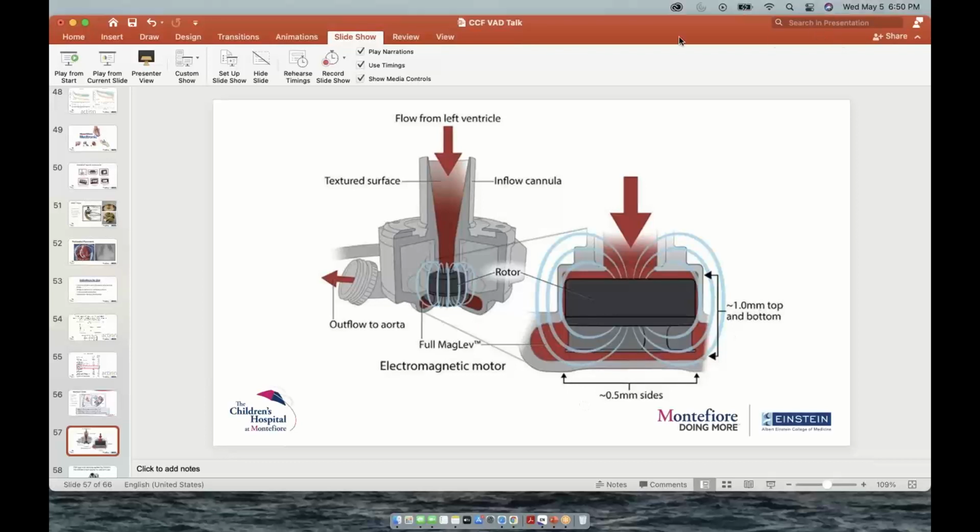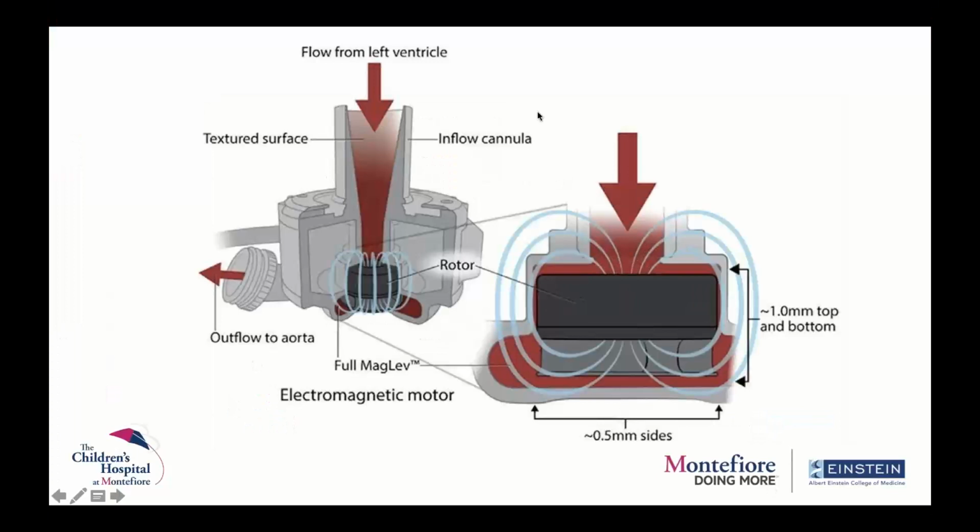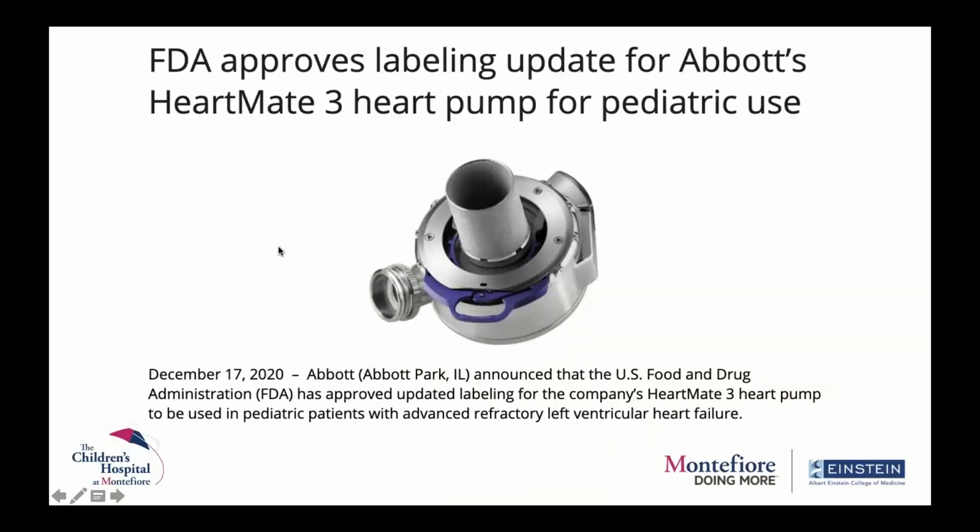So I hope that helped you understand how this pump works. So again, you have this inflow cannula that comes out of the pump and sits into the left ventricle. Blood gets sucked out. This is the rotor, which is magnetically levitated, and you have this outflow to the aorta.